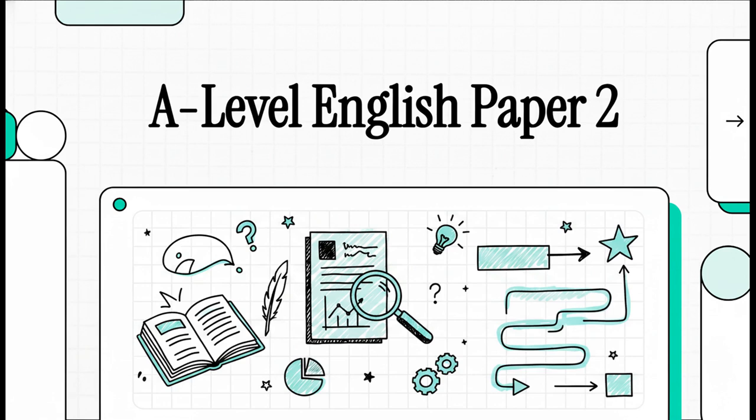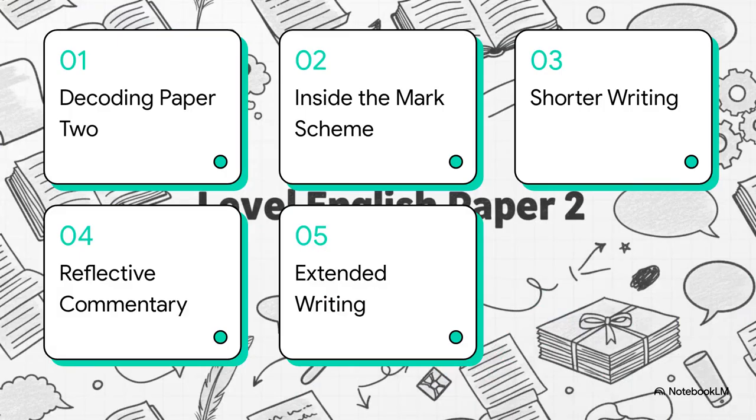We're going to break down those dense marking schemes, analyze some real student examples, and basically turn all that exam criteria into a clear, actionable roadmap so you can snag those top-tier scores. Okay, let's dive into this. Here is our step-by-step roadmap. First, we'll decode the overall structure of Paper 2 and then take a peek inside the mark scheme itself. Next up, we'll tackle Section A by mastering shorter writing and the reflective commentary. And finally, we'll conquer the extended writing challenge in Section B.